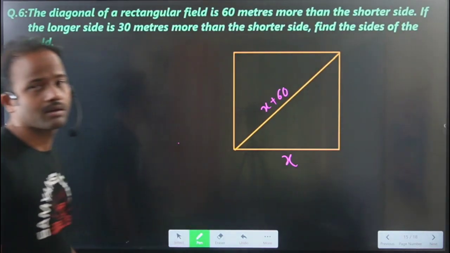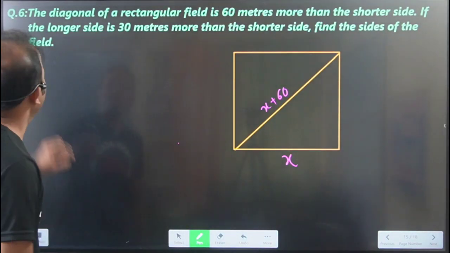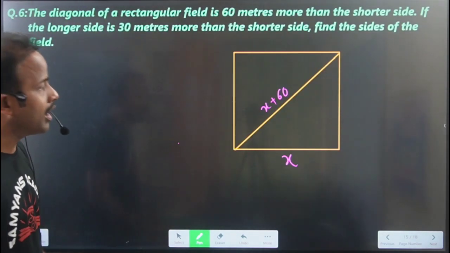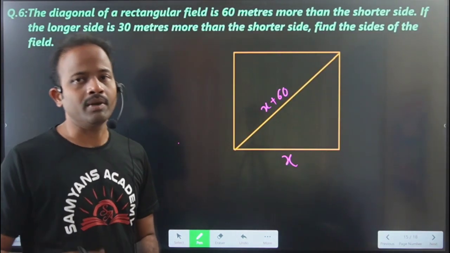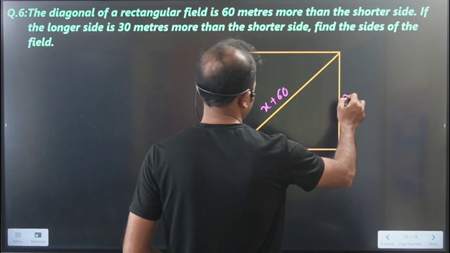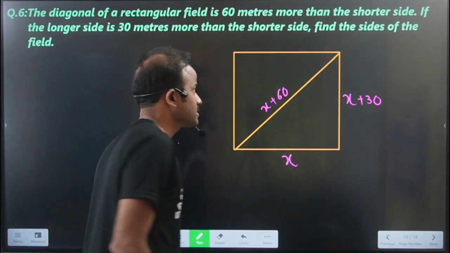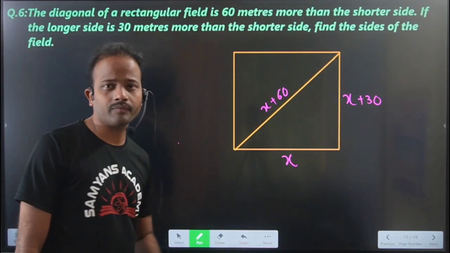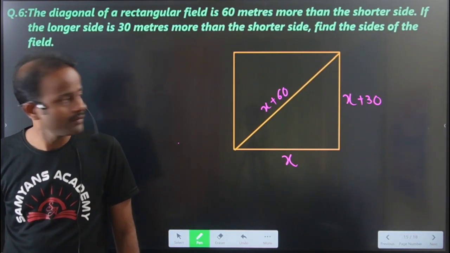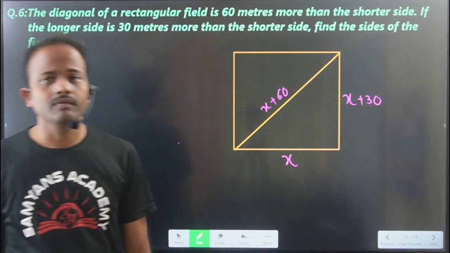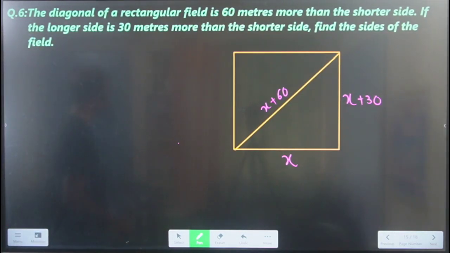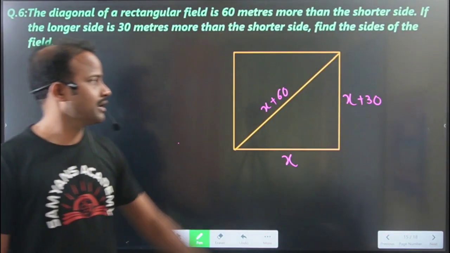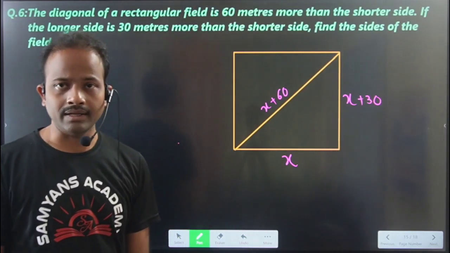X plus 60, right? Now if the longer side is 30 meters more than the shorter side, that means compared to the shorter side the longer side is 30 more. Then the longer side will become x plus 30. Okay, so then find the sides of the field. Let the shorter side be x. Then the diagonal will become x plus 60, and the longer side will become x plus 30 as per the question.